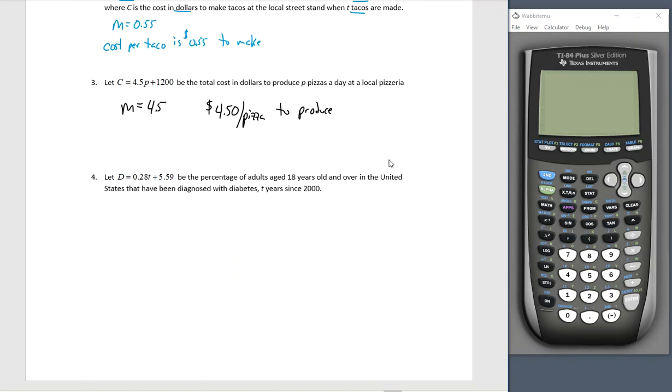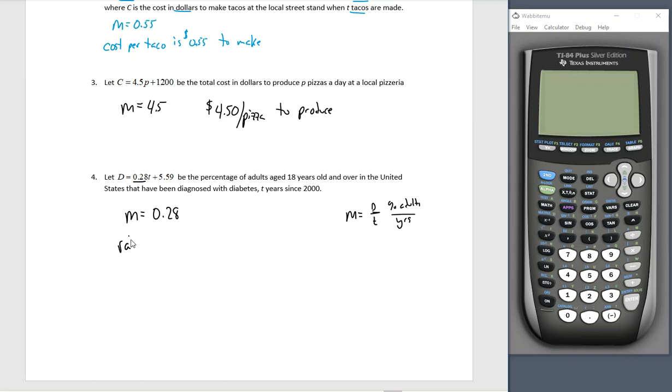Last one, D equals 0.28t plus 5.59. The coefficient of the variable is always the slope, never the variable, just the coefficient, the number in front. D is the percentage of adults, D over T, percentage of adults aged 18 years old or over in the United States that have been diagnosed with diabetes, and T is in years. It's actually years since 2000.